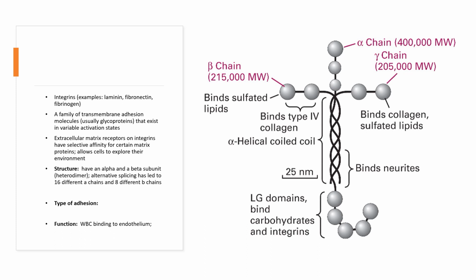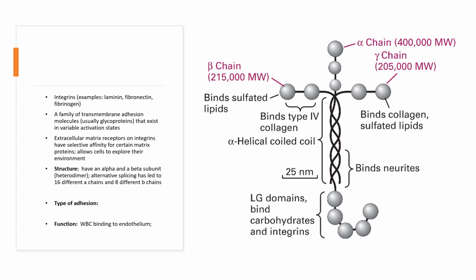Although we have seen that some transmembrane proteoglycans function as co-receptors for matrix components, the principal receptors on animal cells for binding most extracellular proteins, including collagen, fibronectin, and laminin, are the integrins. They are a family of transmembrane adhesion molecules, usually glycoproteins, that exist in variable activation states. Extracellular matrix receptors on integrins have selective affinity for certain matrix proteins that allows the cells to explore their environment.